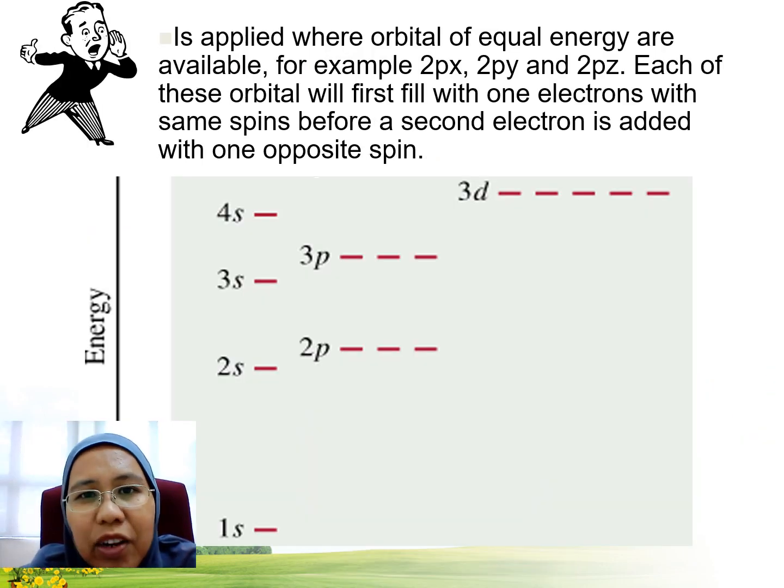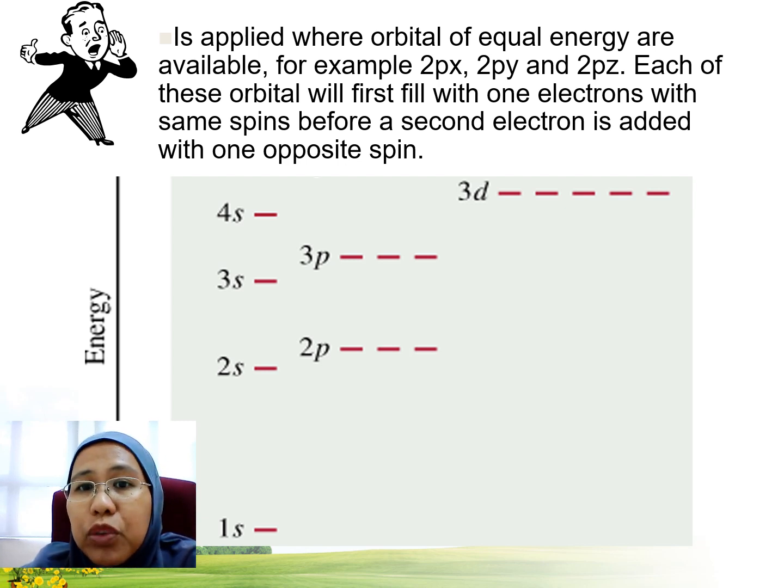Hund's rule is applied where orbitals of equal energy are available, for example 2px, 2py, and 2pz. These orbitals are called degenerate orbitals. Each of these orbitals will first be filled with one electron of the same spin, and then, when all the orbitals are filled with one electron of the same spin, a second electron with opposite spin will be added.